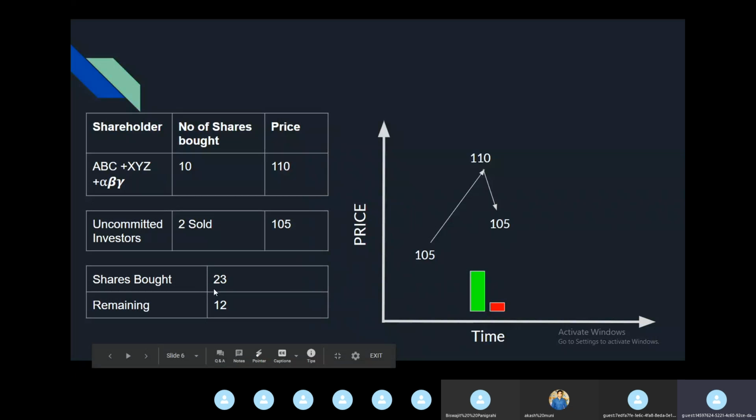Shares bought are 23. Previously we saw 13 shares had been bought, and this time the institutions bought 10 shares, so it moves to 23. And the remaining is now 12. So previously when we started it was 35. We already bought 23, and 12 is remaining for the whole world to trade. Only 12 stocks are remaining.